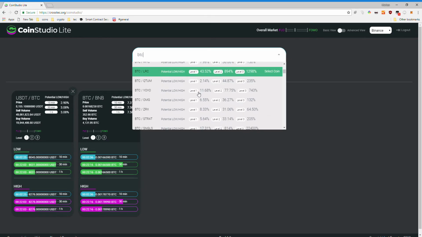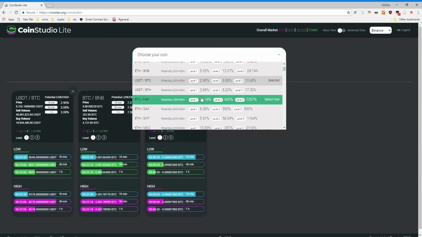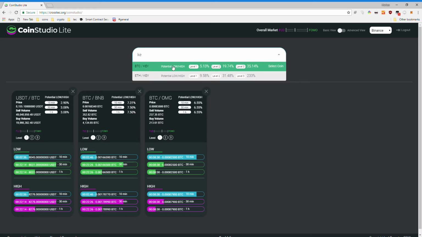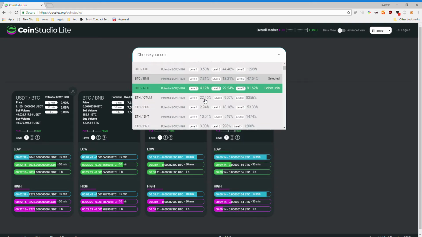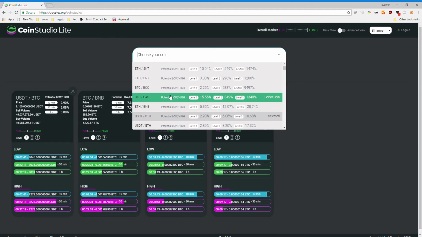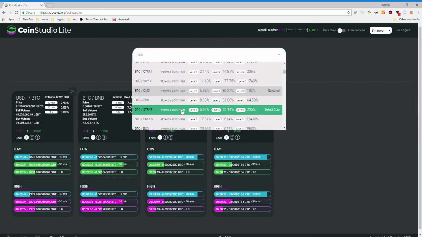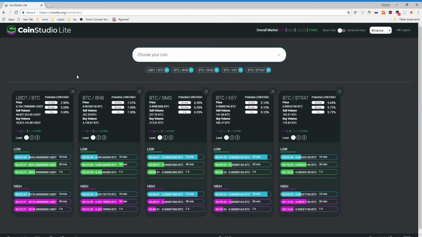BTC market we want it, BTC OMG for example, and let's pick another two which could be interesting. Key, yeah, 5%, and probably not ETH, let's say Strat. So here we've got the selection of the pairs that I want to monitor because I found them interesting, and now I explain each card, each feature of a card.